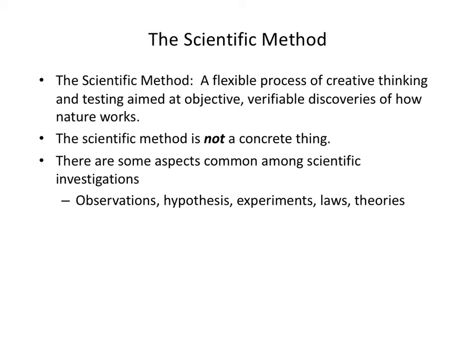And I think the big thing there is that the scientific method is flexible. When we're actually doing scientific investigations, we don't get out that list of 10 or 12 steps or whatever it was and say, okay, what was step one? So the scientific method is not a concrete thing. But there are some common aspects of scientific investigations that we should be familiar with. I want to talk more specifically about observations, hypotheses, experiments, laws, and theories. What exactly are these different components of the scientific method?